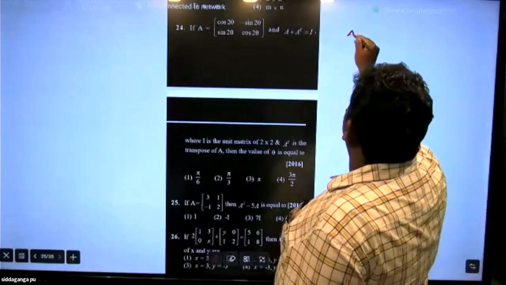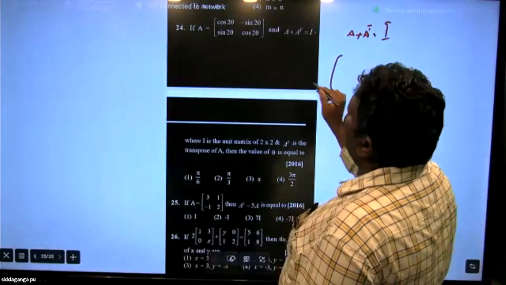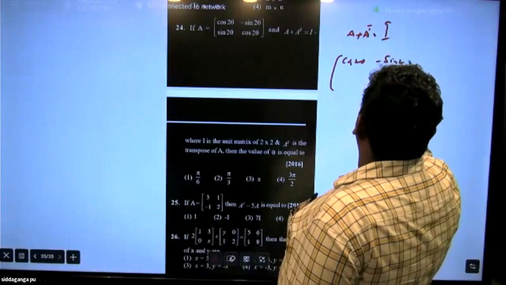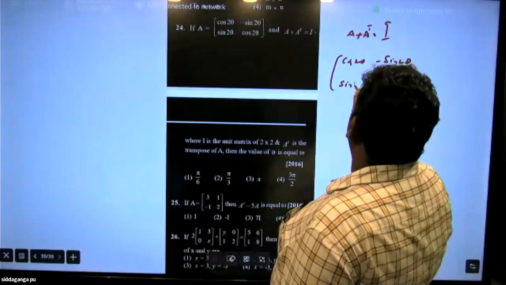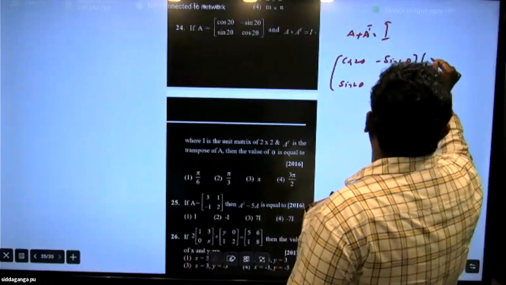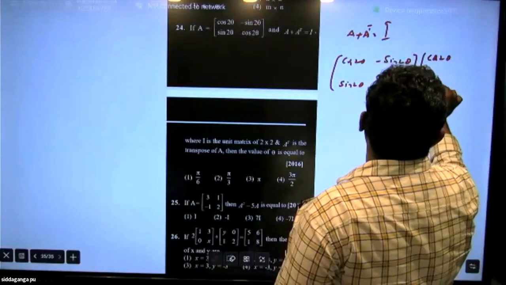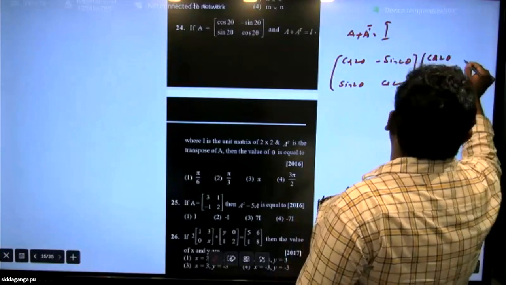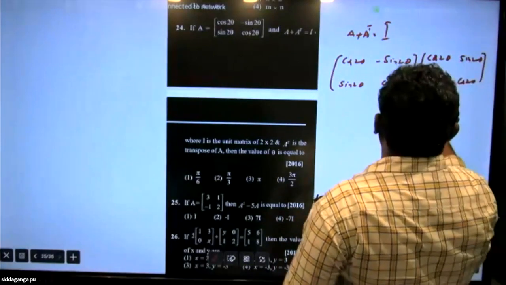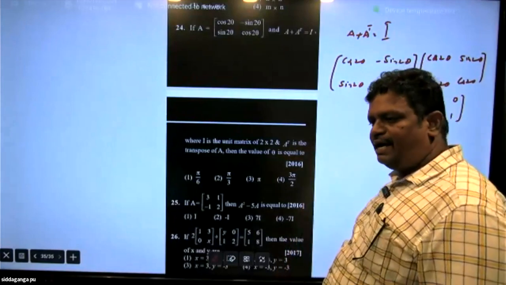Okay. A plus A dash is equal to I, given. So that's why we can add this value. First I will write cos 2 theta, minus sin 2 theta. This is sin 2 theta, and this is cos 2 theta. Then for the transpose I write cos 2 theta, minus sin 2 theta. Again this value, sin 2 theta, cos 2 theta, is equal to 1001, identity matrix type. So now we can add the elements.